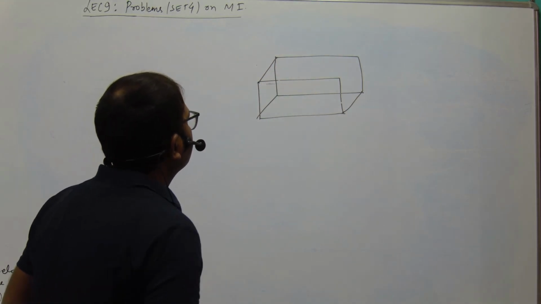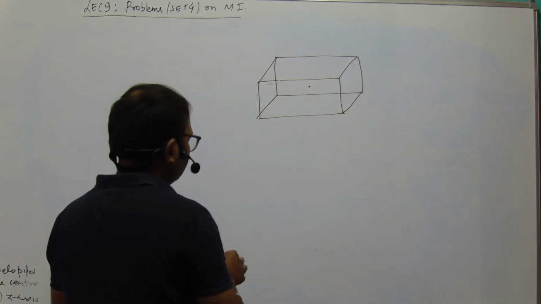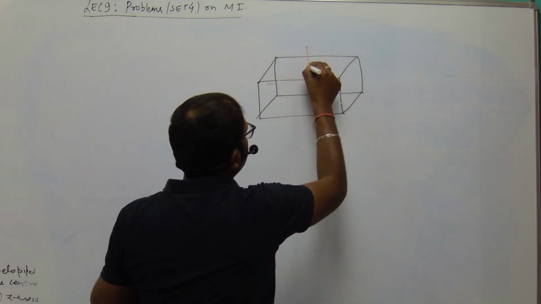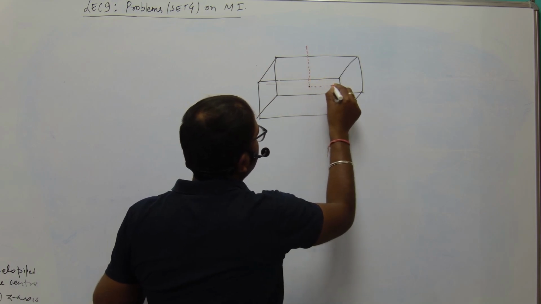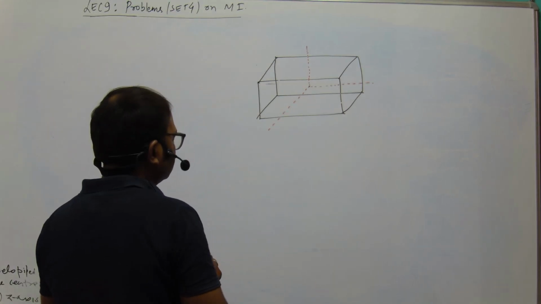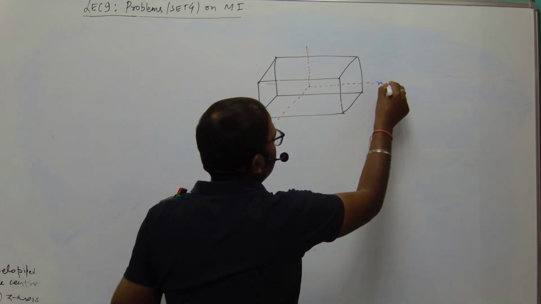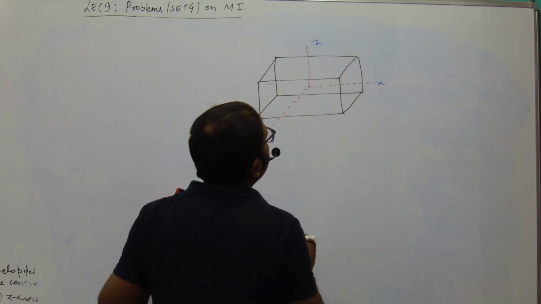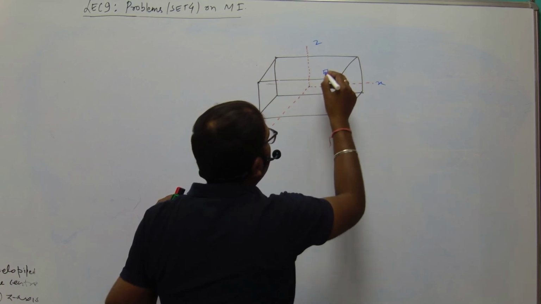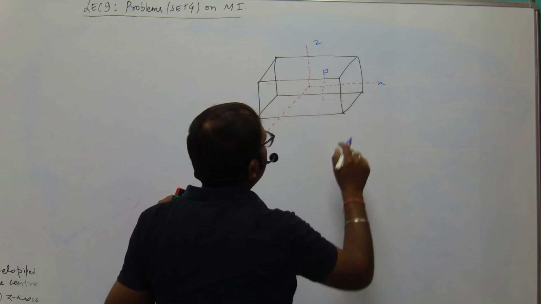Okay, let us take the center here. Okay, so we have this as x axis, this as y axis, and this as z axis. Okay, so let us take an element here. And we have in xy plane, this is our xy plane.